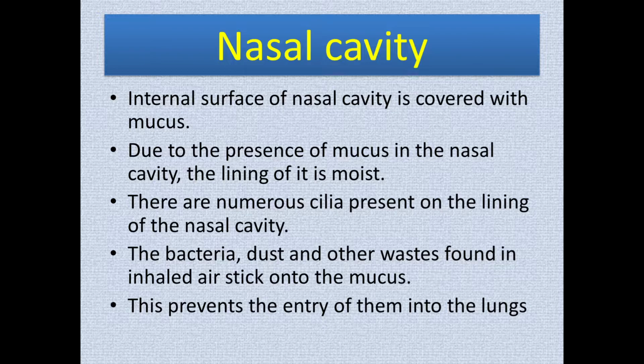And on the inner lining of the nasal cavity, there are numerous cilia, small hair-like structures. They are also important to prevent the entrance of bacteria, dust and other waste smoke particles into the lungs. Not only that, your nasal cavity makes the air into a suitable temperature before getting into the lungs. So whether you inhale cold air or hot air, it is made into a suitable body temperature before getting into the lungs.